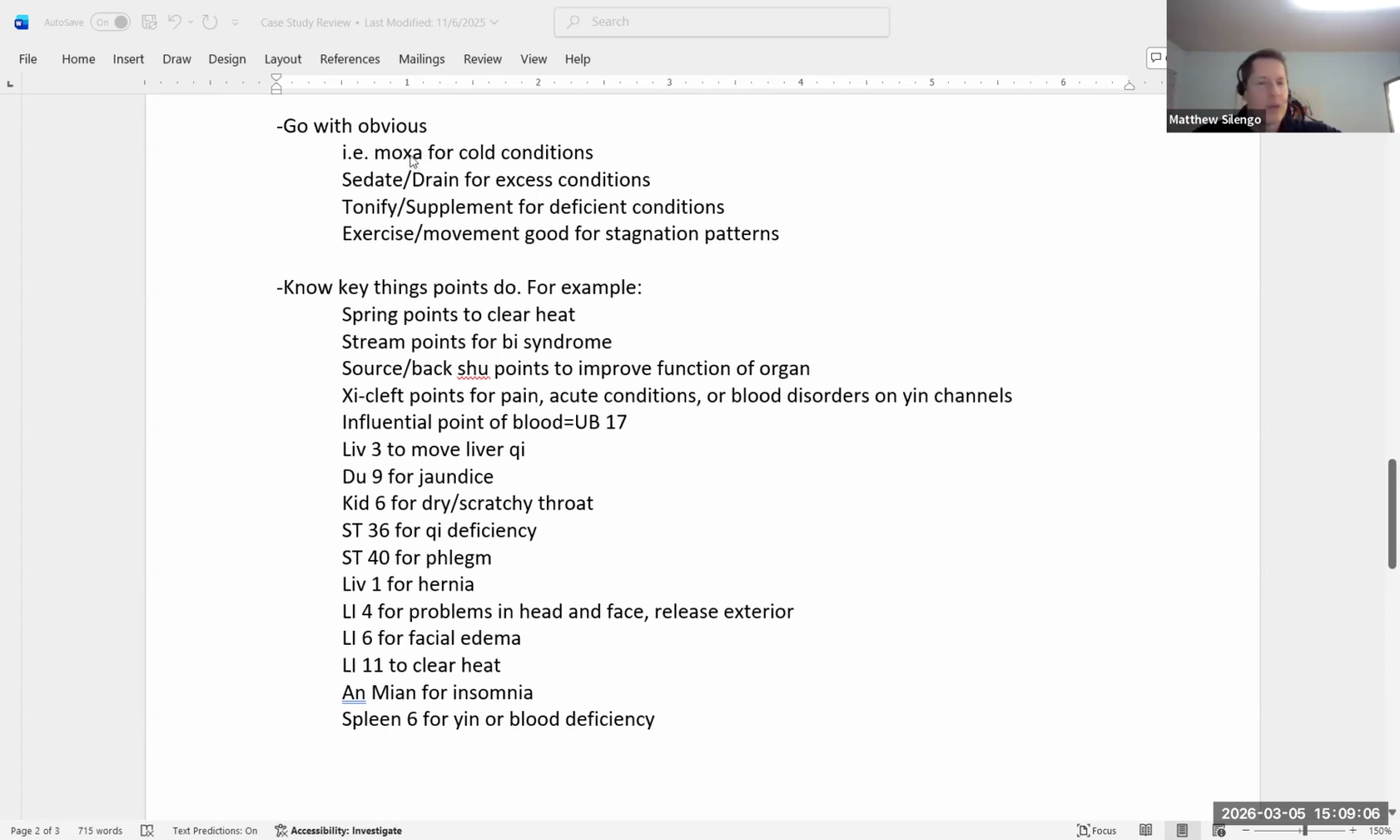Then I had already mentioned that when it comes to treatment principles, go with the obvious, like moxa for cold conditions and such. One other thing is sometimes when it comes to the point selection, and this actually makes it easier, not harder, because it rules out the opposite scenario. If you're treating an excess condition and they're asking you about needling techniques, well, for excess conditions, you should sedate or drain those acupuncture points you're using. If it's a deficiency condition like Qi deficiency, you would tonify or supplement those points.